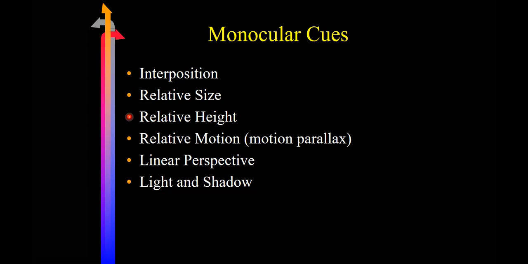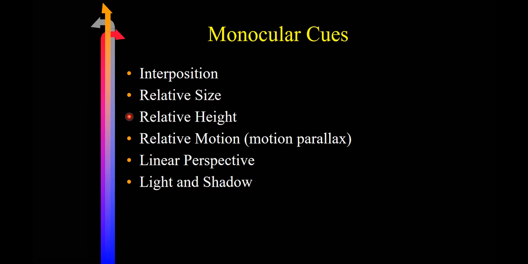Then there's relative height. Looking in our field of view, if the object is low in our field of vision, then we assume it to be close. If it's higher up in our visual field, we assume it to be further away. That applies at least below the horizon. Once you get above the horizon, up into the sky, the whole thing reverses.